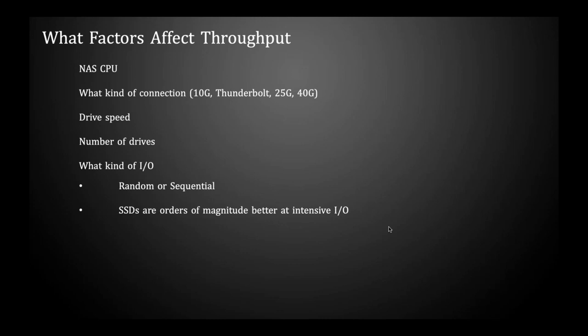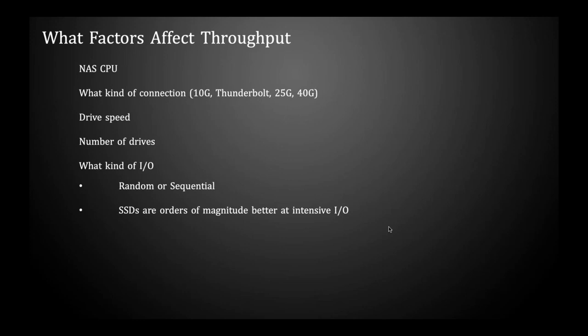So what are the factors that affect throughput? Well, one is the CPU of the NAS. So a more powerful CPU allows for more throughput and higher IOPS. What kind of connection matters? Is it 10G, Thunderbolt, 25G, 40G? And the speed of your drive matters because a NAS cannot be faster than the drives in it. And also number of drives matters. And that's because you're typically uploading and downloading to all the drives at the same time. So you're not limited by the speed of just one drive, but it's the speed of the RAID group of drives that would limit your performance.